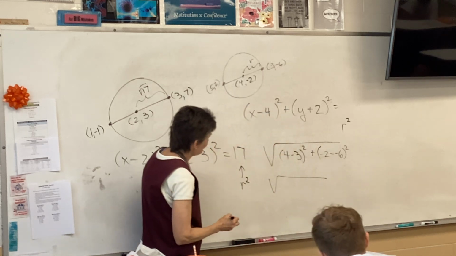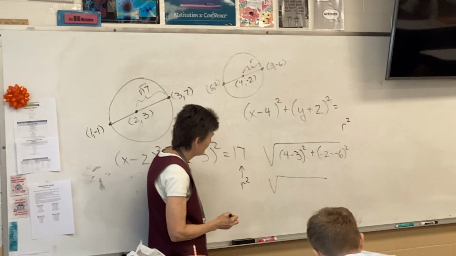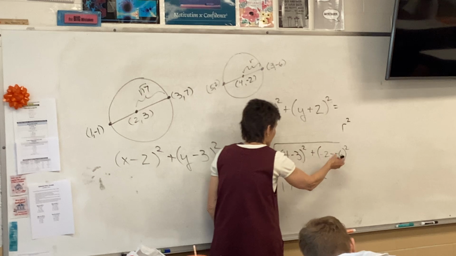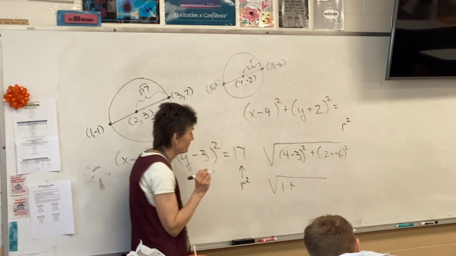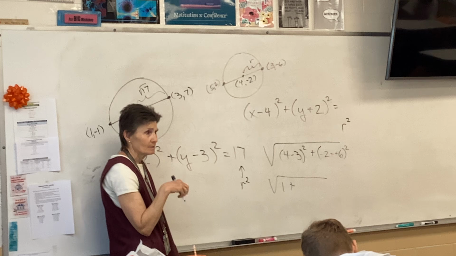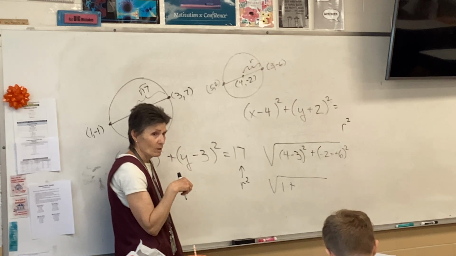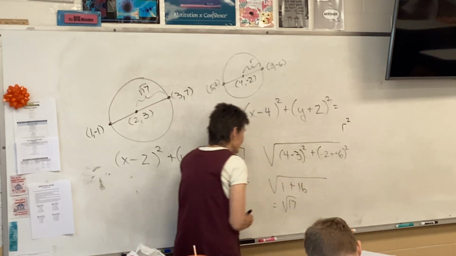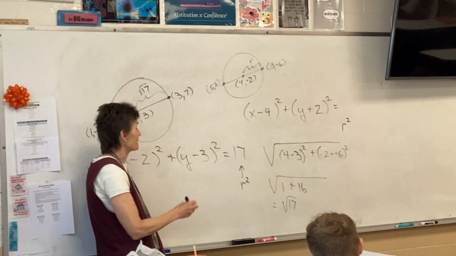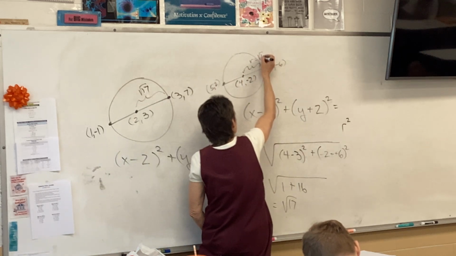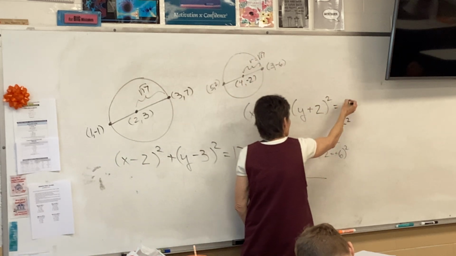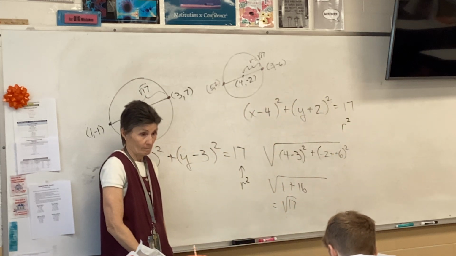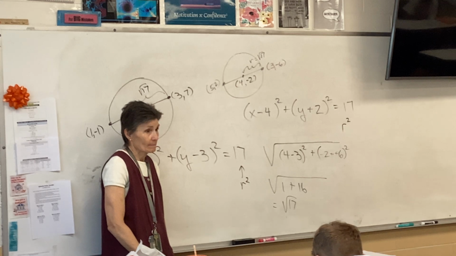Oh my gosh, it's gonna be the same thing. What's 4 minus 3? 1 squared is 1. Now here I got a bunch of negatives going on, so let's make that positive. What's negative 2 plus 6? 4. Squared is 16. So once again, my distance is the square root of 17, which means that r squared is 17. Okay.